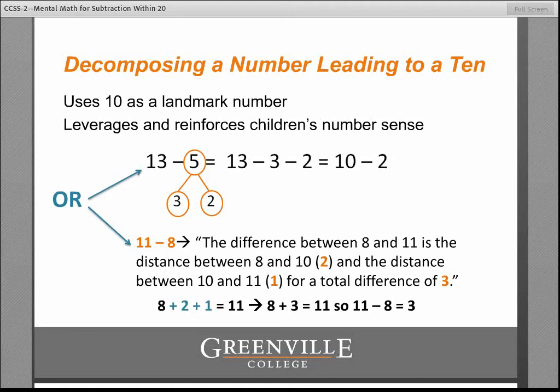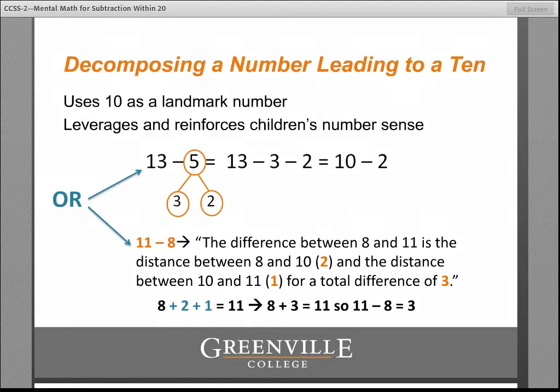One of the strategies that I just showed you on the previous slide is called decomposing a number leading to a 10. That's a rather bulky title, so I don't necessarily recommend that you use that title with children. Come up with some more user-friendly label. Because this strategy is named very specifically in the Common Core, we're going to take a closer look at it.